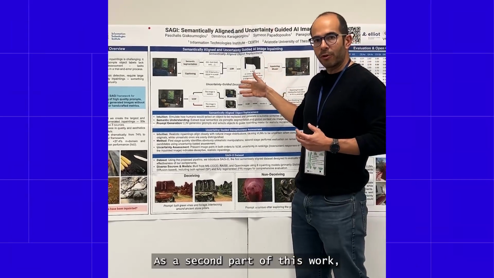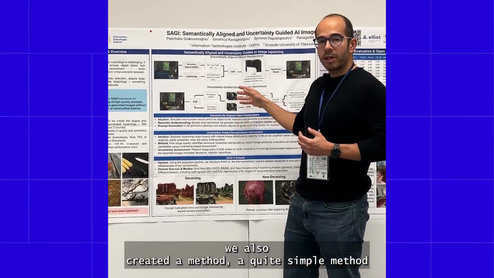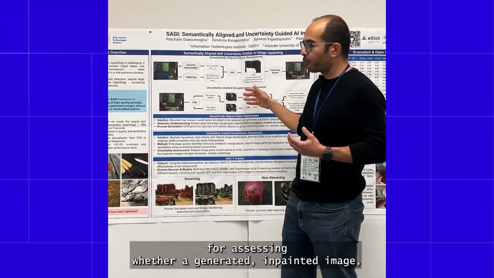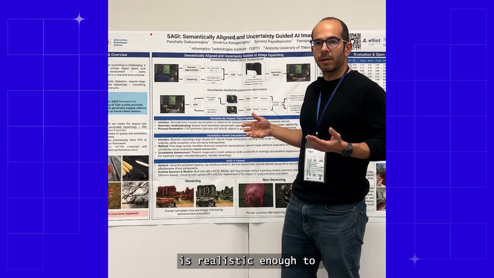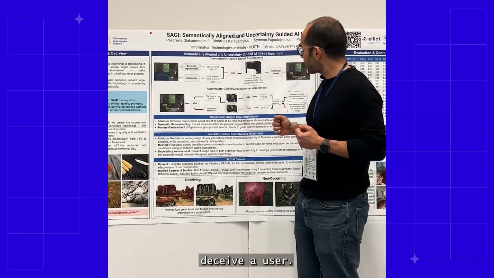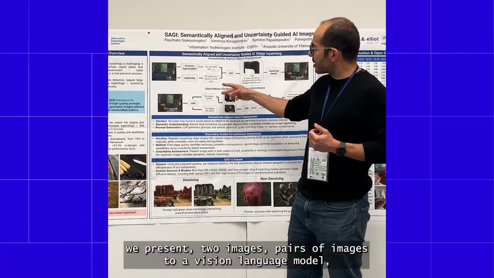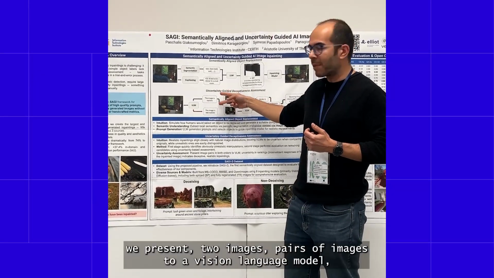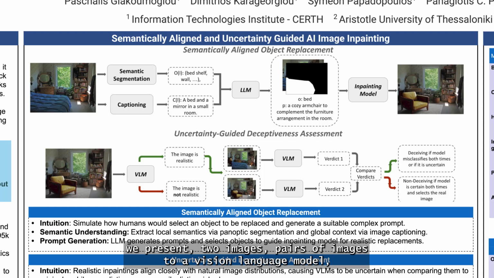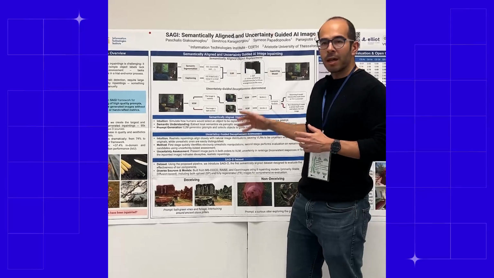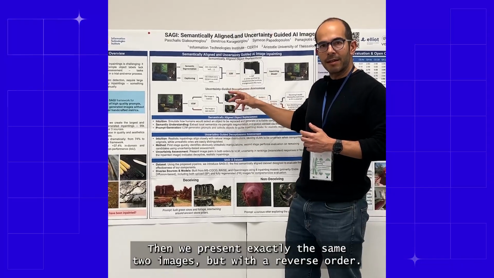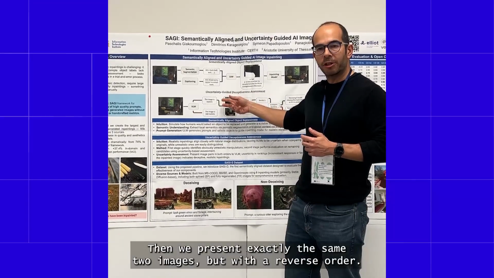As a second part to this work, we also created a method, a quite simple method for assessing whether the generated inpainted image is realistic enough to deceive the user. To do this, we present two images, pairs of images, to a vision language model, and we ask whether one of the two is more realistic than the other. Then we present exactly the same two images, but with a reverse order.